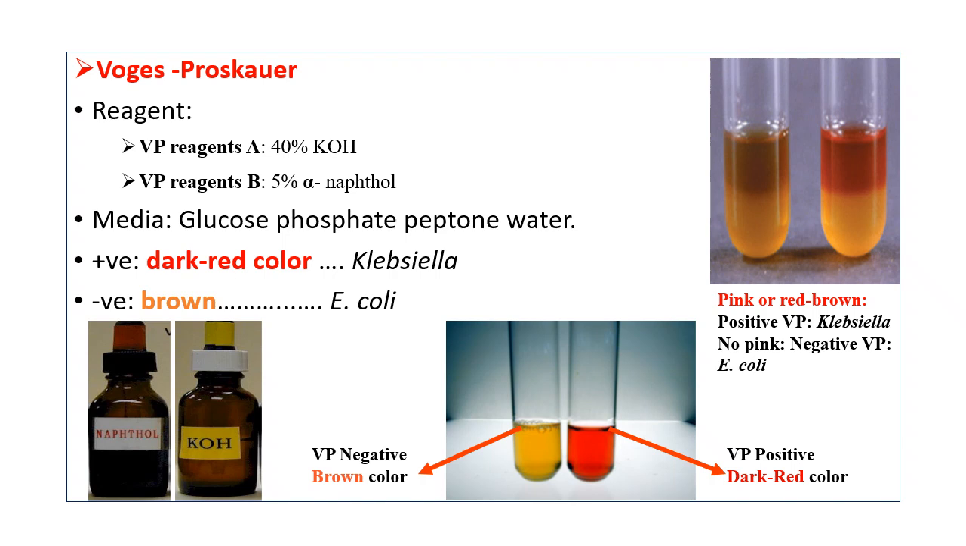The positive result is indicated by a pink to red color, which mainly indicates Klebsiella pneumoniae, and for the negative result there is no color change. An example of this bacteria is Escherichia coli. We use this test to detect the ability of certain bacteria to ferment the glucose incompletely and produce acetone. E. coli is usually negative for this test, while Klebsiella is positive, indicated by a dark red color, while the negative is indicated by a brown color or no color change.